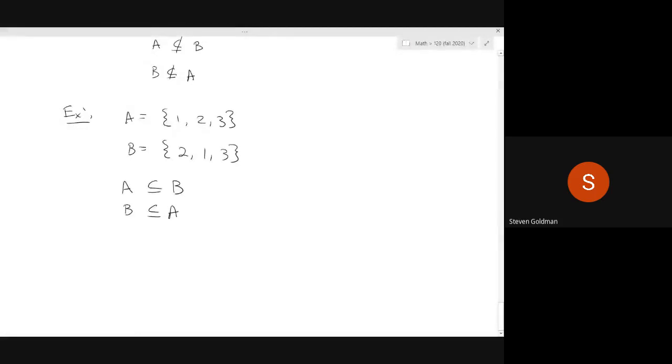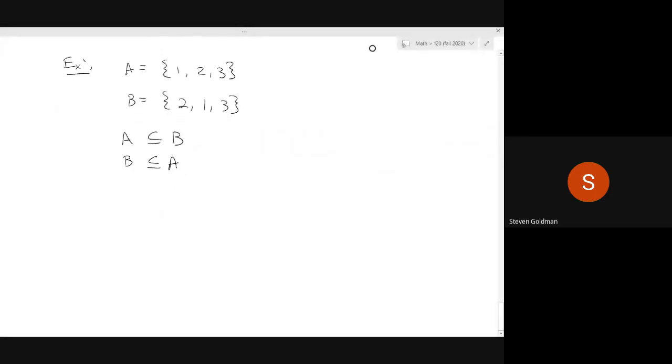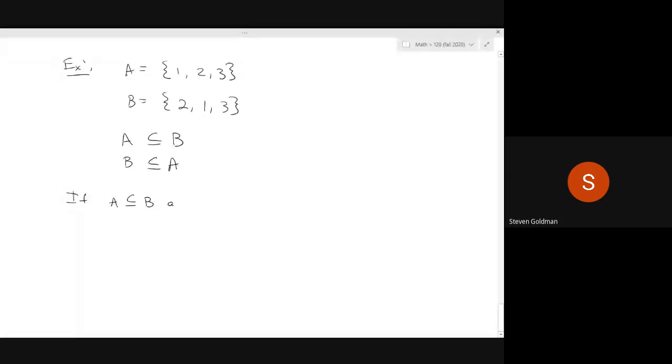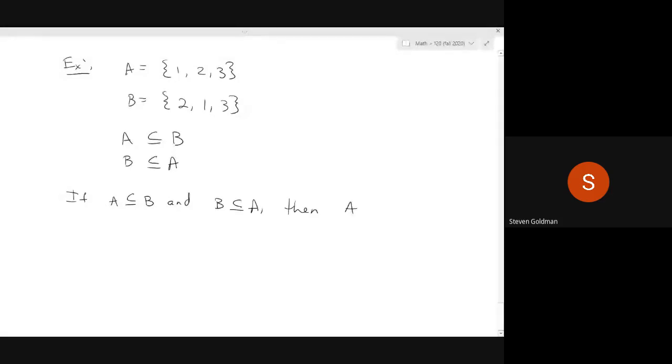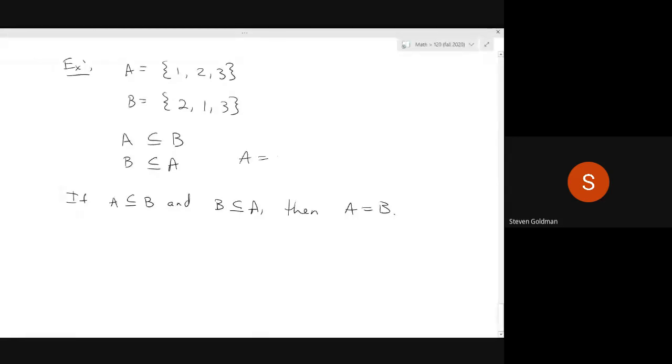Okay, so this gives us another definition for equality. A couple of you have pointed out that two sets are equal. Well, you're right, they are equal. So how do we know two sets are equal? Another definition: if the sets are subsets of each other, then they're equal. If A is a subset of B and B is a subset of A, then the two sets are equal. So in this example, they're subsets of each other, and they are equal to each other.